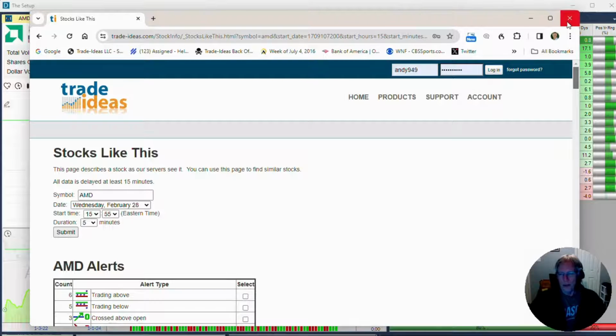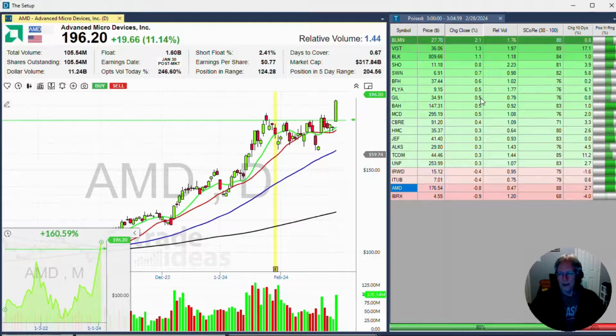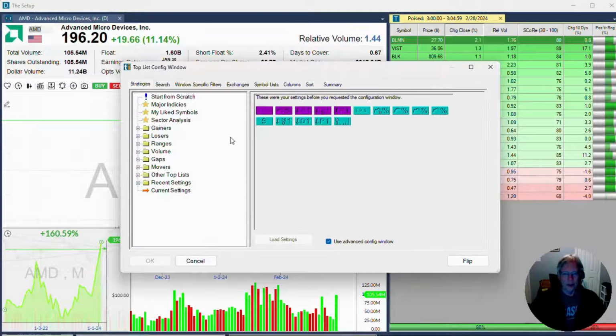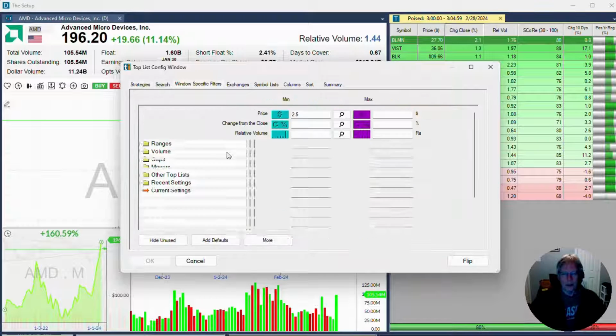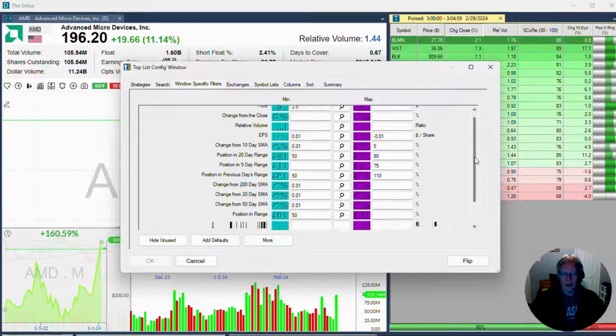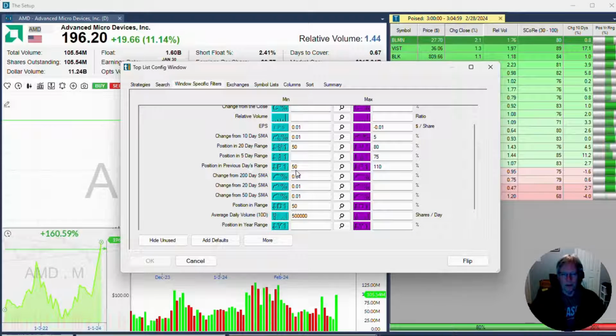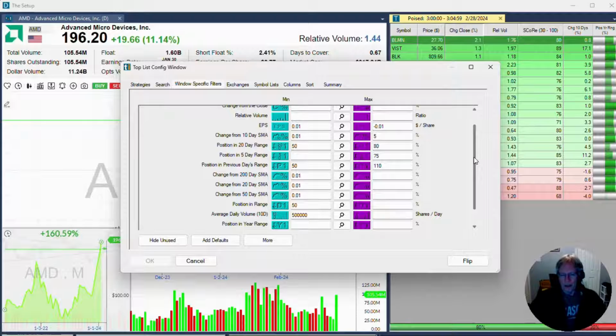Once I get those filters, I can come in and build this window. If I go in here and look at the configuration, you're going to see that these are all my filters. I am looking for stocks that are above all their key moving averages, the 20, the 50, the 200. They do have to be above the 10, but they have to be kind of tight above the 10. In other words, I don't want them too far away from the 10 period moving average. And then I'm just using that information that I got from Stocks Like This in creating this scan.